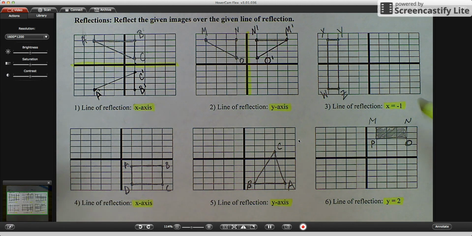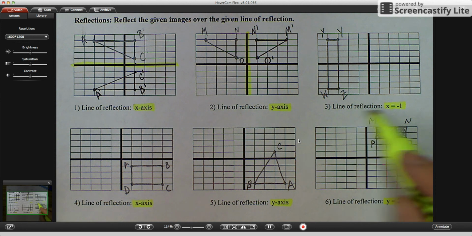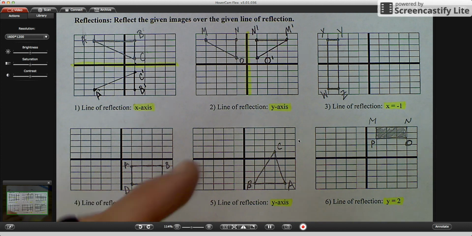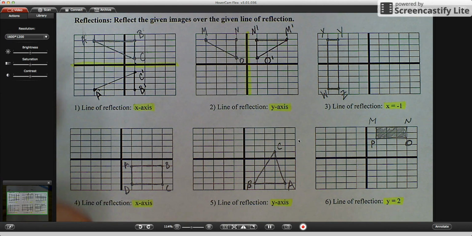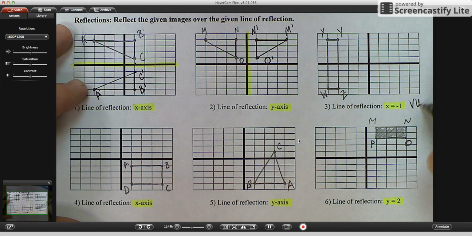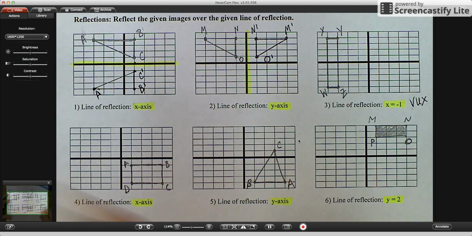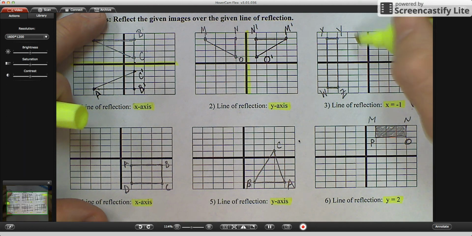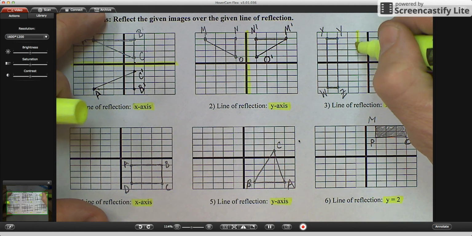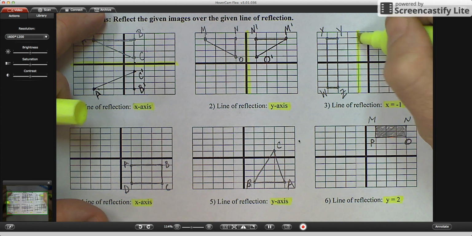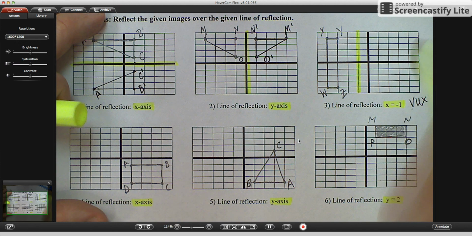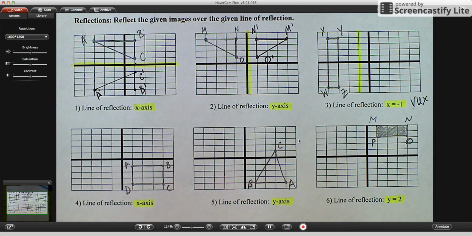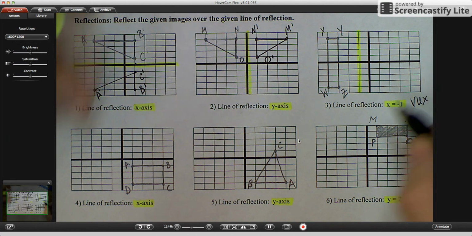The last one we're going to do, the line of reflection is going to be x equals -1. And if you remember from today, x equals -1 is a vertical line, undefined slope, and x equals a number. So x equals a number, x equals -1, and this is the line for x equals -1. So we're going to go back and we're going to count again.